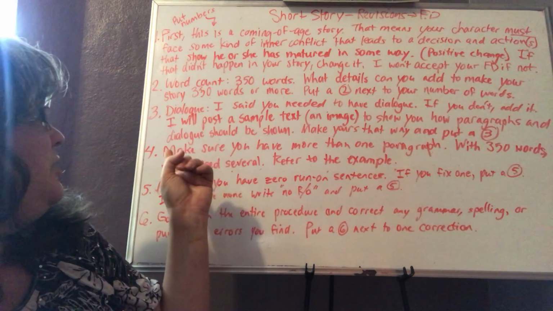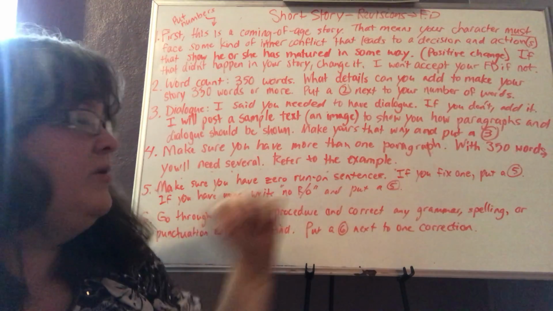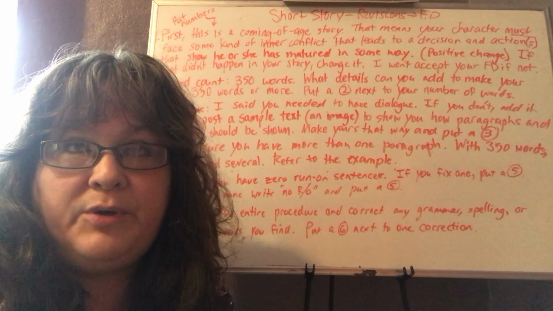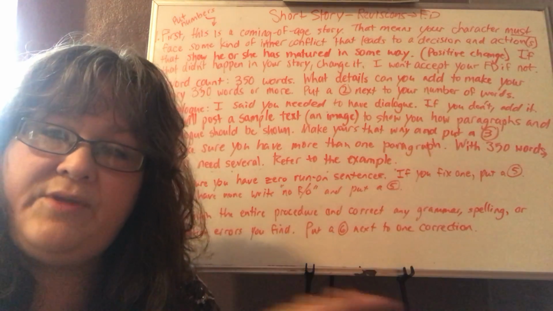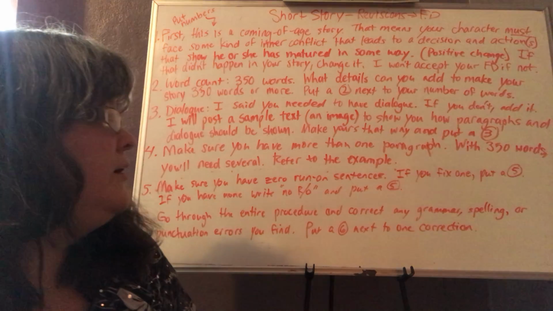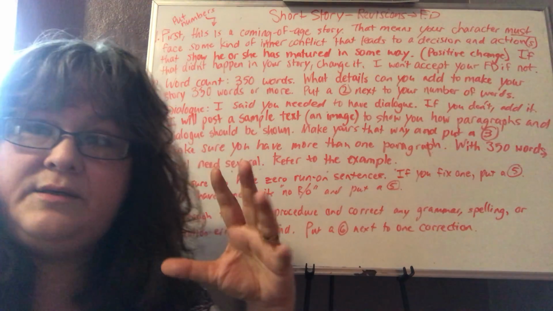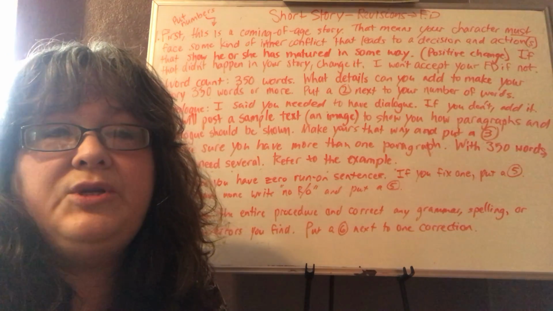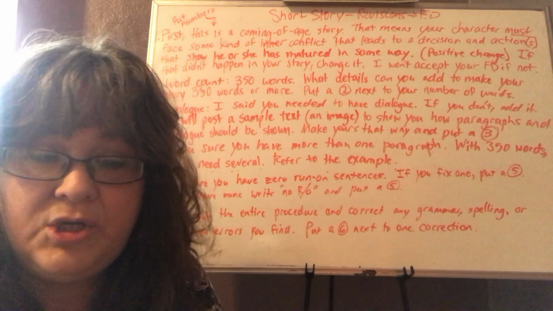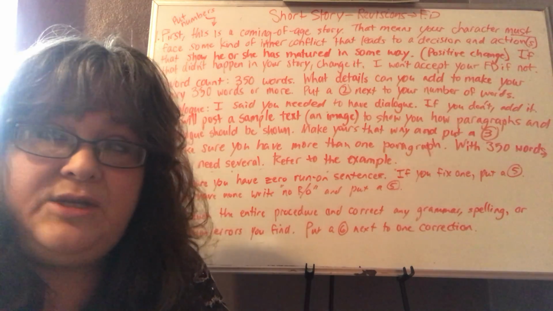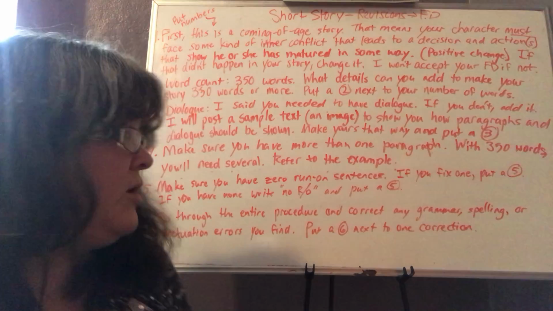Number 4, make sure you have more than one paragraph. With 350 words, you will need several. Refer to the example. I will show you a page from a book that's a story, a novel, and you will see how to do dialogue, and you will see how they show paragraphs. And that's what you should do. And a new paragraph comes when you slightly switch what you're saying, or maybe it's a scene change, or maybe it's like 3 hours later, okay? Then you need to make a new paragraph.